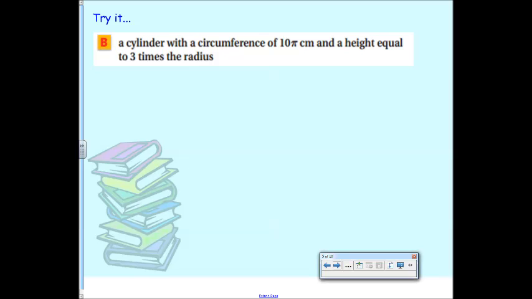The circumference is 10 pi. Circumference is 2 pi r, right? So if we take out the pi, 2r is equal to 10. So then r must be 5. Okay, so the radius is 5. And the height is what then? 3 times that, so 15.